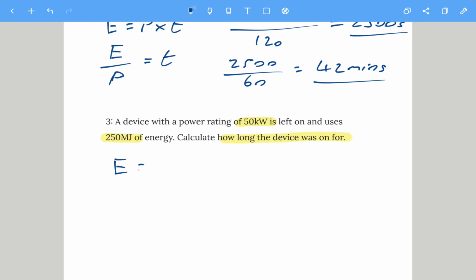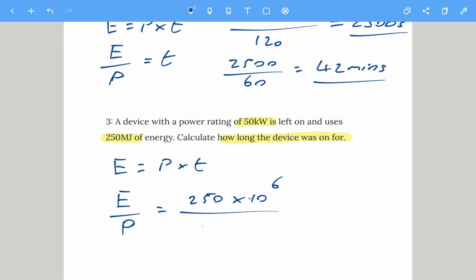So energy is power times time. So to get T, we need to divide by power on the other side. So energy divided by power gives us the time. Energy, 250 MJ is 250 million. So you could write 6 zeros, or if you can do standard form, just write times 10 to the power of 6, or 6 zeros. It's completely up to you.